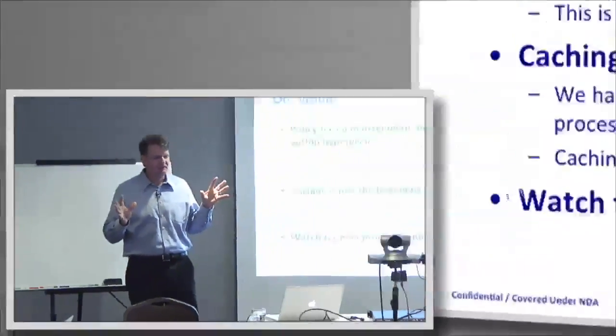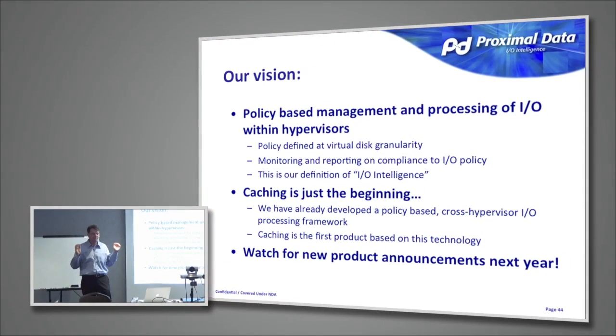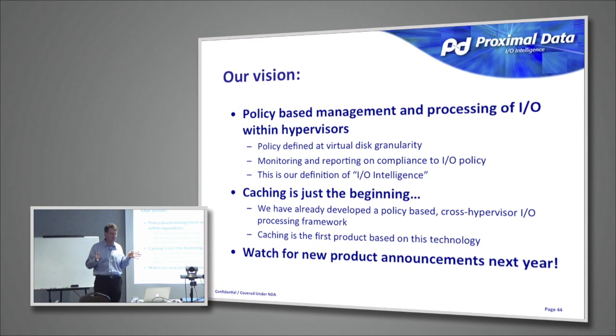So what is our vision? Our vision is policy-based management and processing of I/O within hypervisors, right? That policy needs to be fine-grained, down to the virtual disk granularity. We need to be able to process based on that policy, monitor based on that policy, and report based on that policy. This is what we mean by I/O intelligence. And for those of you who've been following our company for a while, you'd note that our tagline changed late last year, early this year, to I/O intelligence.